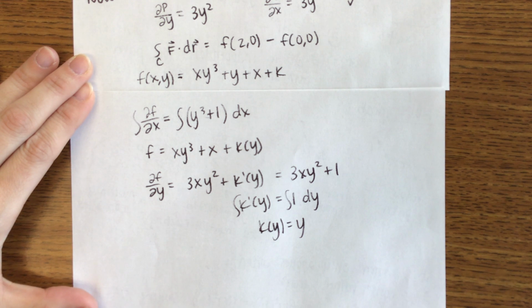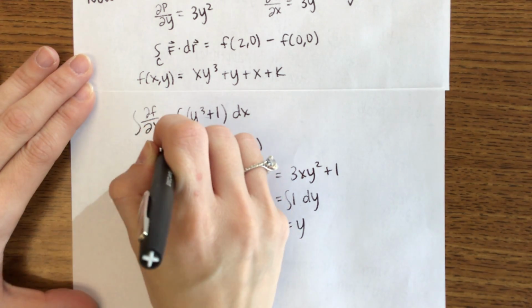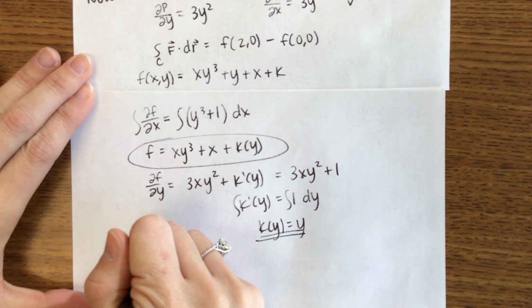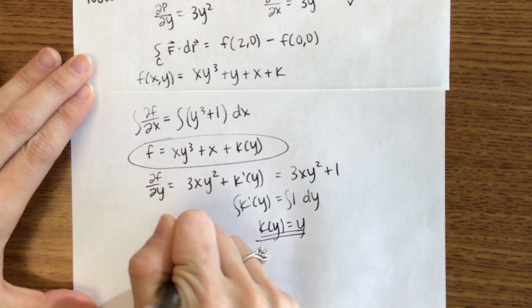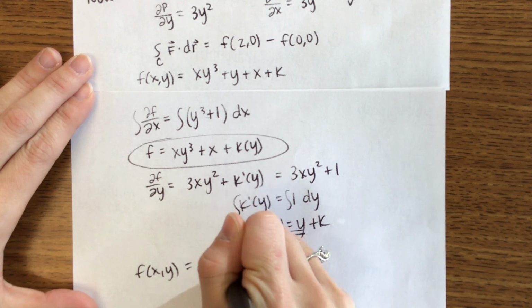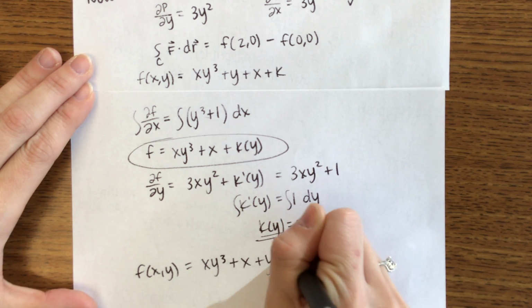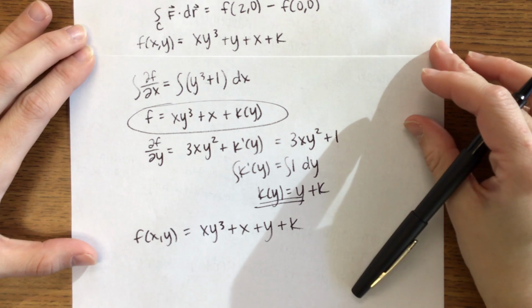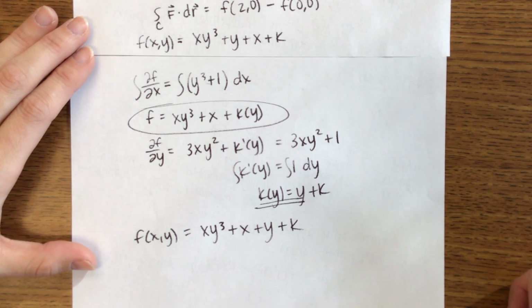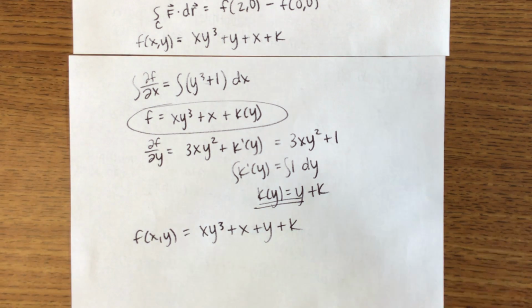So I think a mistake that I make often is I don't go back to my original f. Sometimes I forget to go all the way back up there to plug in k of y. There. So we end up with xy cubed plus x plus y plus k. Did you guys find what happened? Yeah, it was not going back to the original f. Yes. Okay.